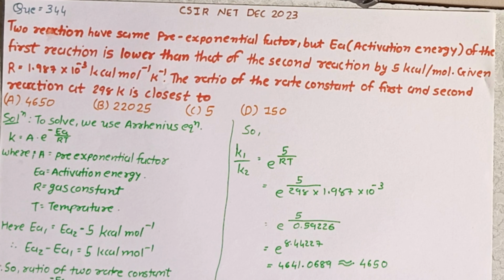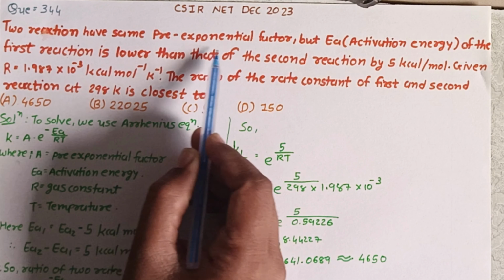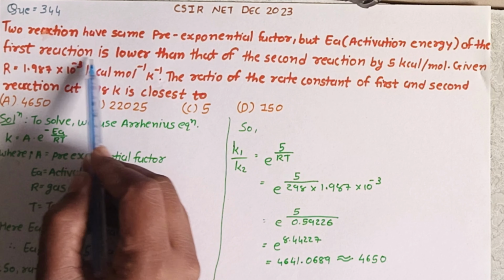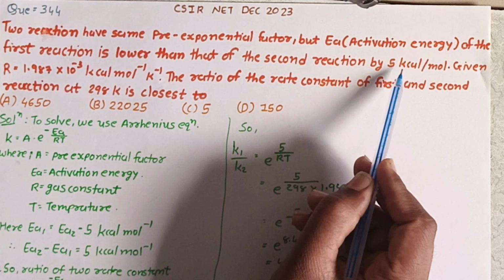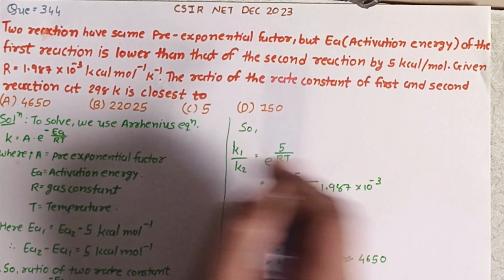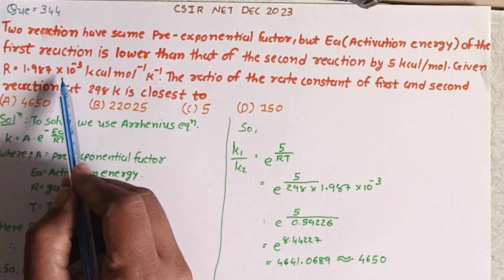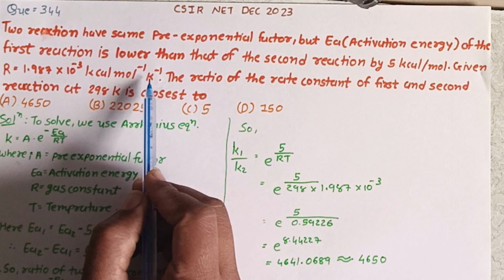Hello friend, today's question is: two reactions have the same pre-exponential factor, but the activation energy of the first reaction is lower than that of the second reaction by 5 kilocalorie mole inverse. Given gas constant R is equal to 1.987 × 10^-3 kilocalorie mole inverse Kelvin inverse.